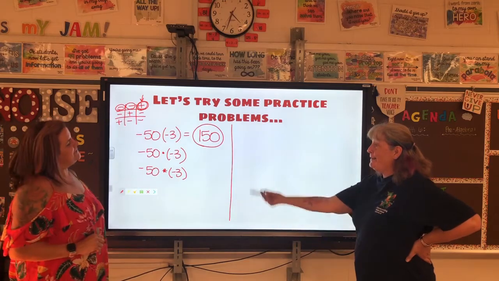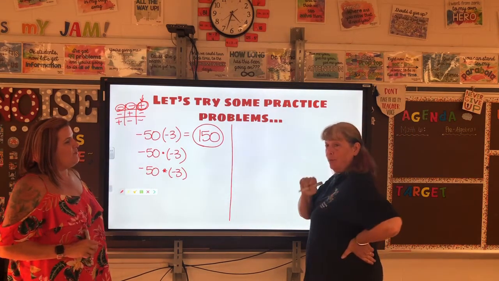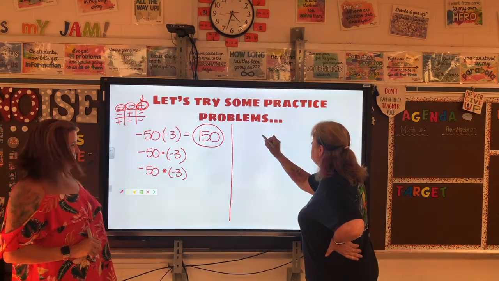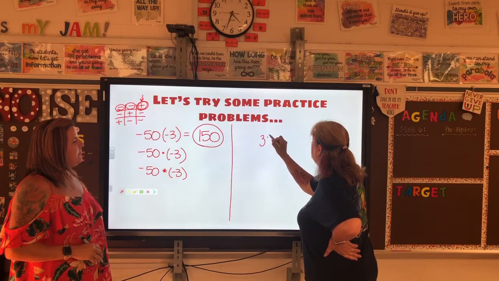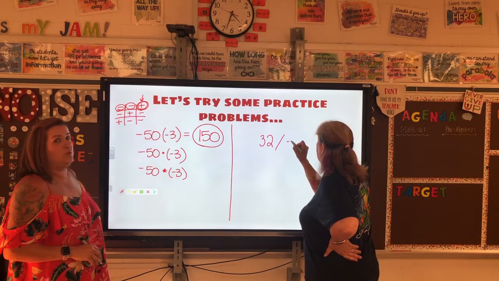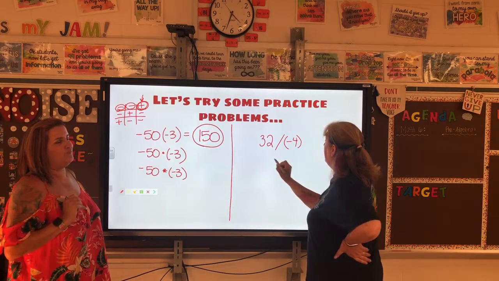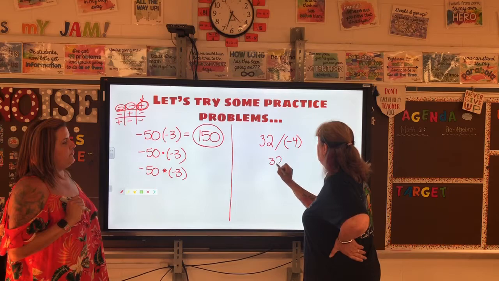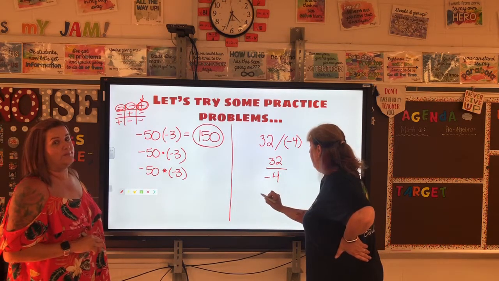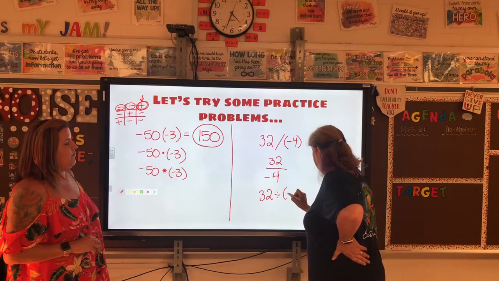Very nice. Now I'm going to go in and do some division, and I'm going to write it three different ways actually as well. I'm going to do 32 divided by negative 4. I'm going to put that in parentheses. I could also write it as 32 divided by negative 4. Or I could write it as 32 divided by negative 4.